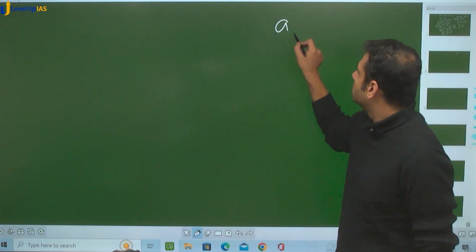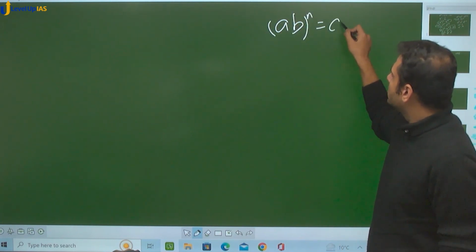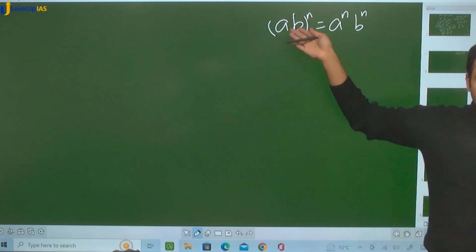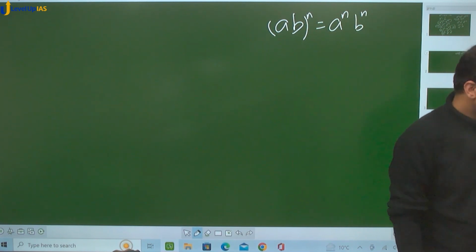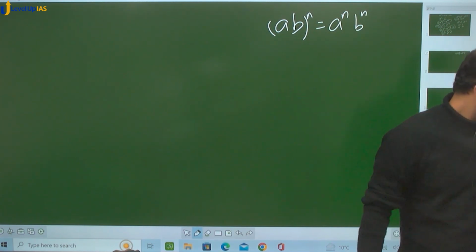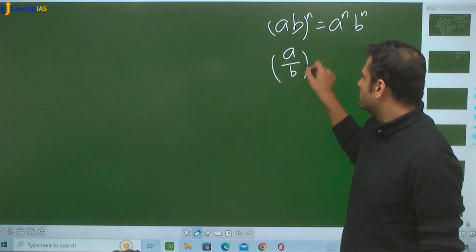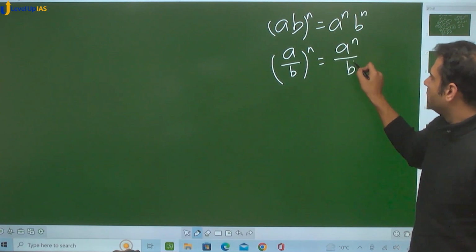Then ab raised to n is a raised to n, b raised to n. Power of product is product of powers. And then division, for that same, a by b raised to n. Division is nothing but the reverse of multiplication, a raised to n by b raised to n.